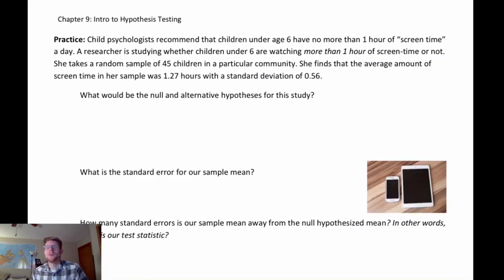All right, so child psychologists recommend that children under age 6 have no more than 1 hour of screen time a day. A researcher is studying whether children under 6 are watching more than an hour of screen time or not. She takes a random sample of 45 children in a particular community. She finds that the average amount of screen time in her sample was 1.27 hours, with a standard deviation of 0.56. All right, so number one, what is the null and alternative hypothesis here?